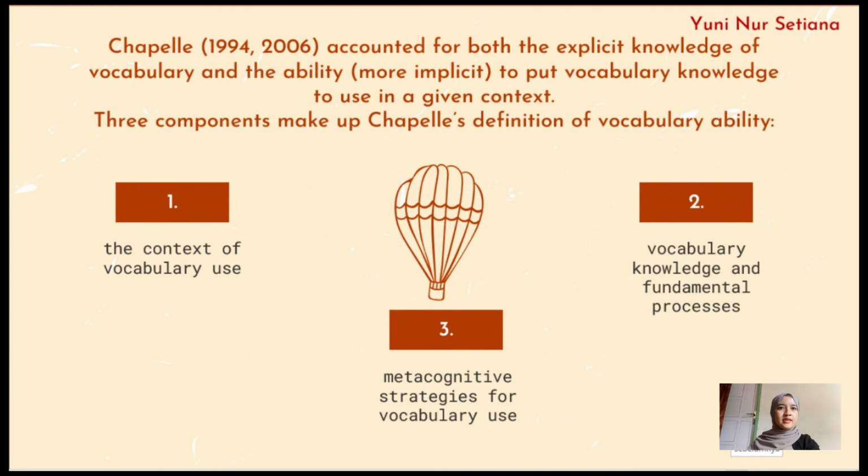Chapelle in 1994 and 2006 accounted for both the explicit knowledge of vocabulary and the ability, more implicit, to put vocabulary knowledge to use in a given context. 3 components make up Chapelle's definition of vocabulary ability. Number 1 is the context of vocabulary use. Number 2 is vocabulary knowledge and fundamental processes. And the last is metacognitive strategies for vocabulary use.